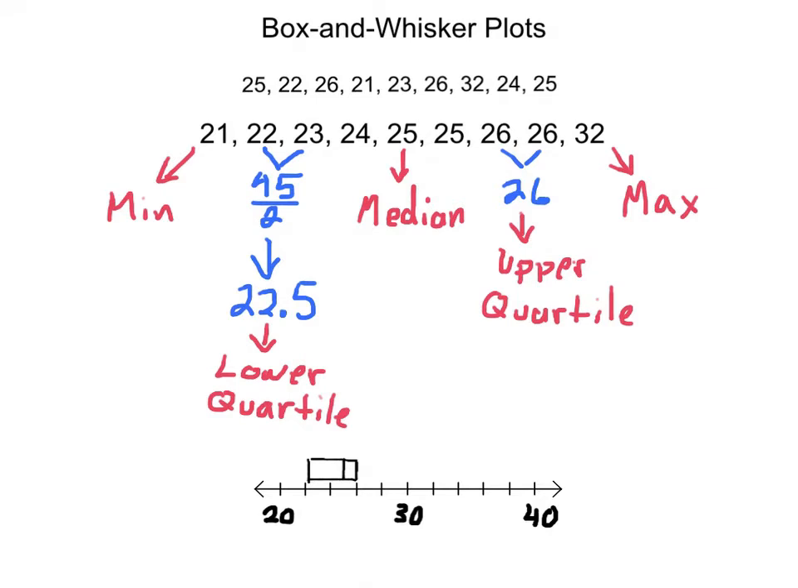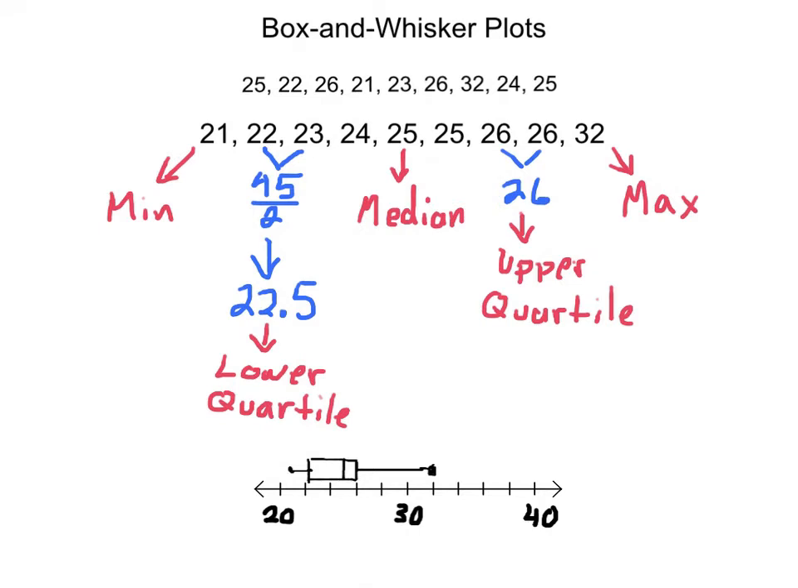So our minimum is 21, and this time we plot that by putting a little point above 21 and connecting that point to the box with a line. My line's a little bit off, but you can see the basic idea. And then the same thing with the maximum. We're going to draw a line all the way up to 32, where we have our maximum. Those two lines represent the whisker part of the box and whisker plot.